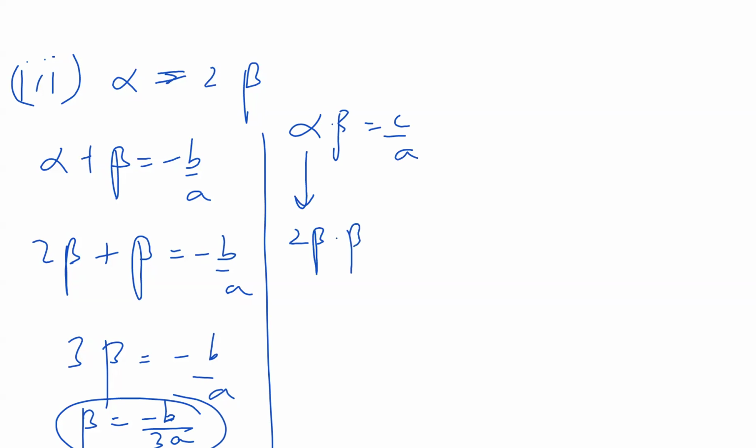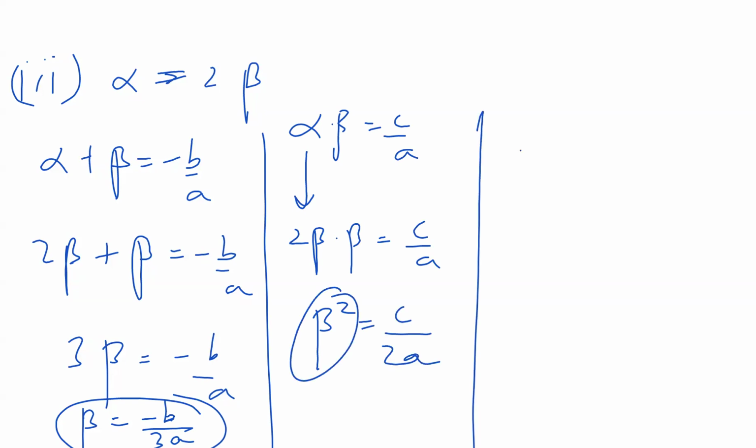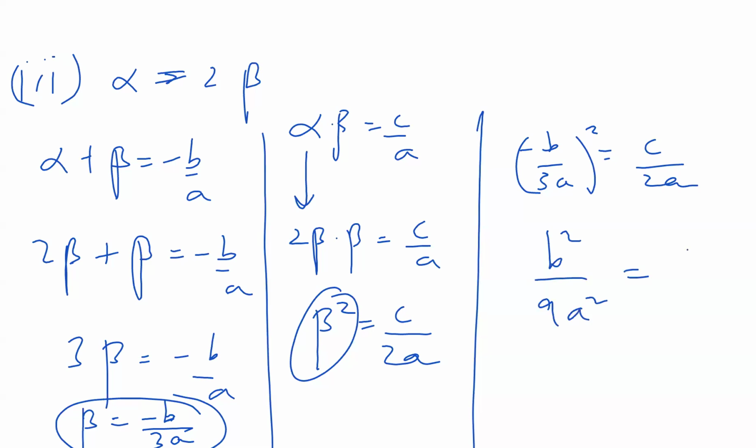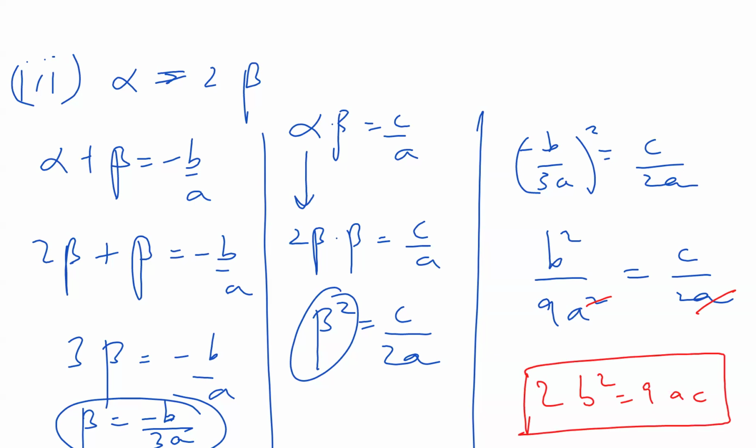2 alpha into beta is C by A. Beta square is equal to C by 2A. Okay. Now what is beta? Beta is minus B by 3A the whole square, is equal to C by 2A. So B square upon 9A square is equal to C by 2A. Now this A square and A will get cancelled. So 2B square is equal to 9AC. Cross multiply. 2B square is equal to 9AC. So this is what your solution is.